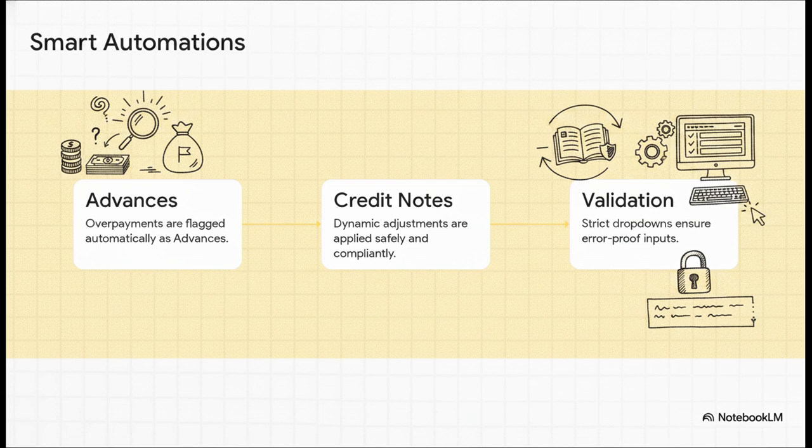And it builds from there. Look at how seamlessly it handles the tricky stuff. Step 1, any overpayments or on-account receipts are automatically flagged as advances. That completely eliminates those missing money queries we talked about earlier. Step 2, dynamic debit and credit adjustments. If you issue a credit note, the system automatically reduces the client's pending amount safely. What's crucial here is that it does this without altering the original tax invoice, meaning you remain 100% audit compliant. And Step 3, strict dropdowns and data validation are enforced across the board. This ensures zero spelling mistakes and completely error-proof inputs from every department.